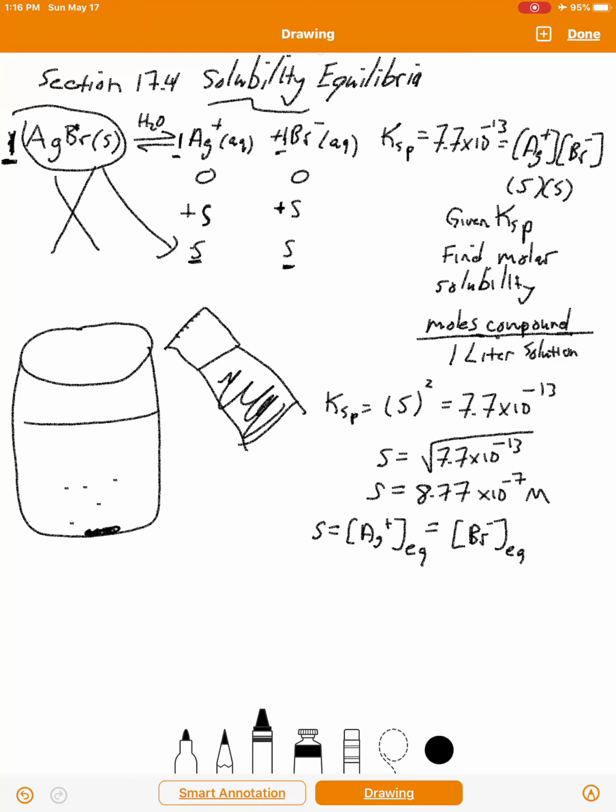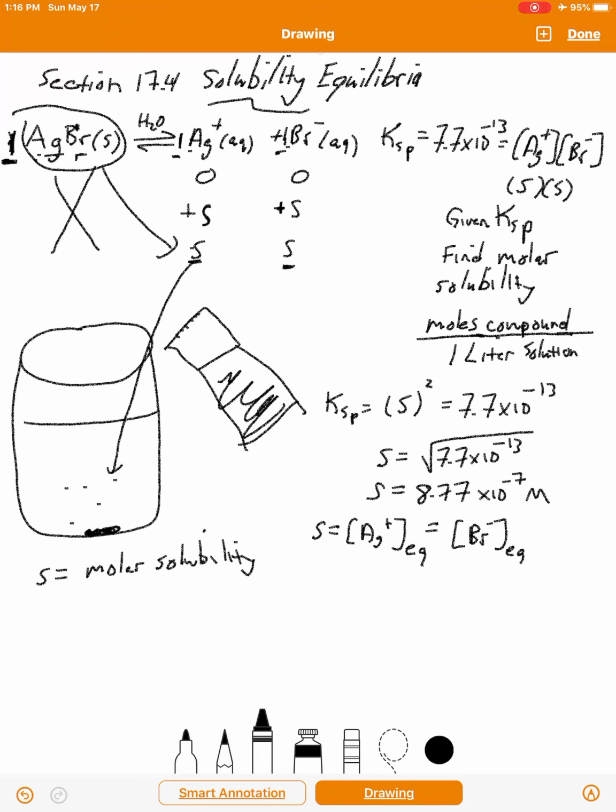When we did this calculation, we figured out S. So we figured out how many of the silvers and bromides dissolved, and they were equal to each other. That number is also the number of silver bromides that actually dissolved, not the amount that we put into the solution, but the amount that actually dissolved. So we call that the molar solubility. So S is called the molar solubility.